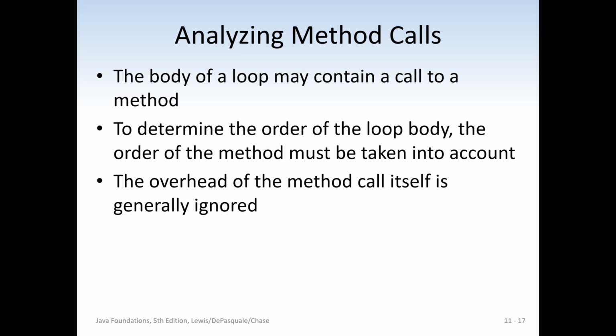You really have to look at what's inside the method and see what the order of the code inside the method is. And then you multiply that times the order of the loop, and then you get the total order. Okay, so you just multiply these things inside the loops as you come out.